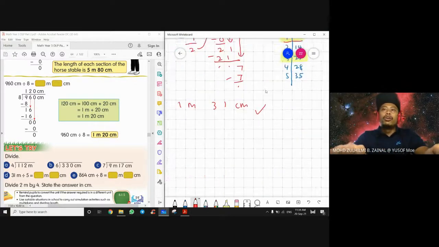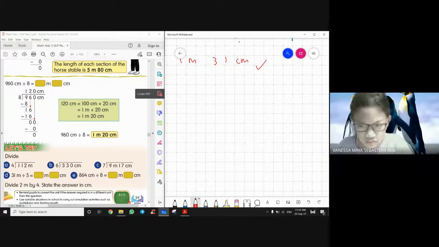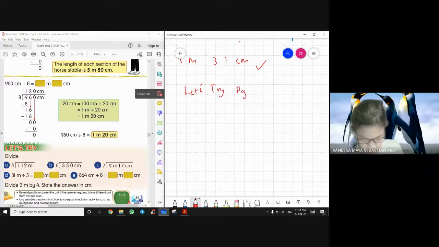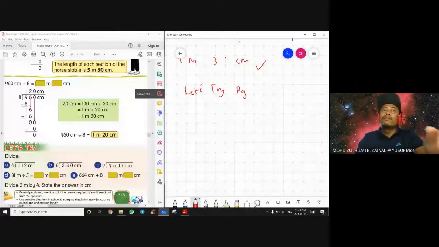Okay, so your homework for today. Okay, let's try. What is B? B? Easy tu. D. Yes. Because D, I already divide 31 meter by 5 and then I just did the 6. You don't get the answer. D 31 memang they don't.